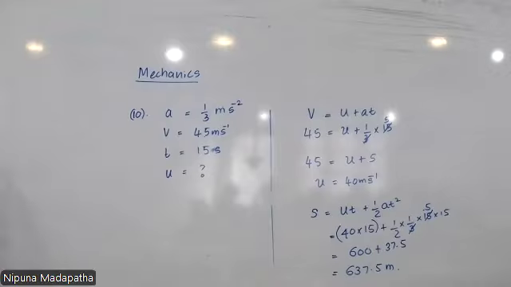Right. So the initial velocity at A is 2 meters per second. The acceleration is minus 3 over 2 meters per square second. The final velocity is 6. We need to find the displacement and the time.